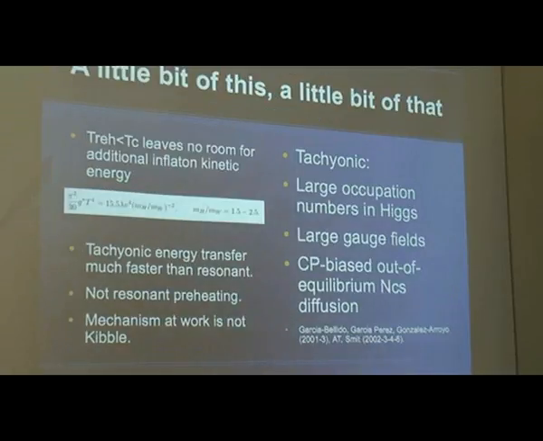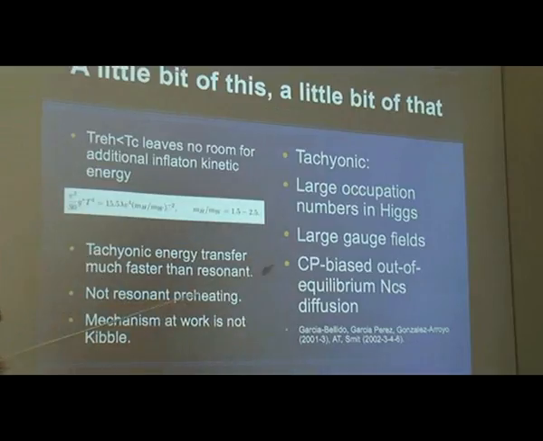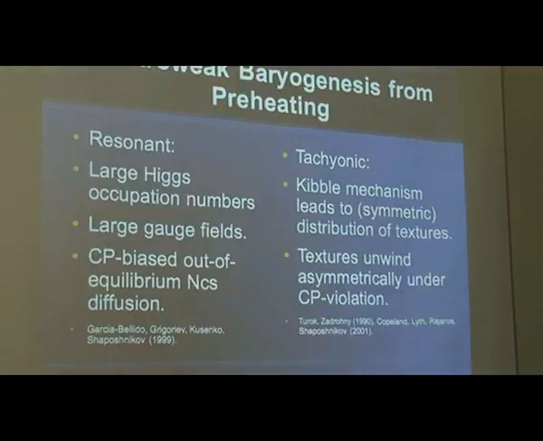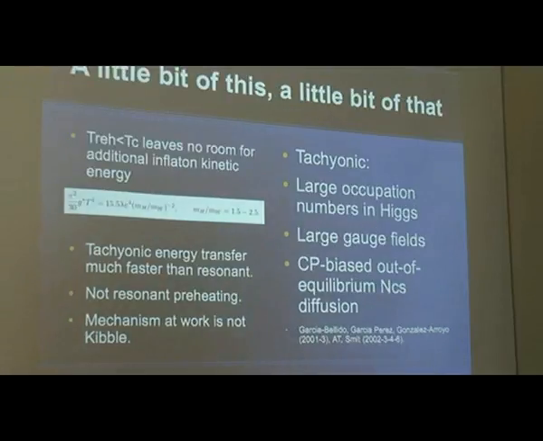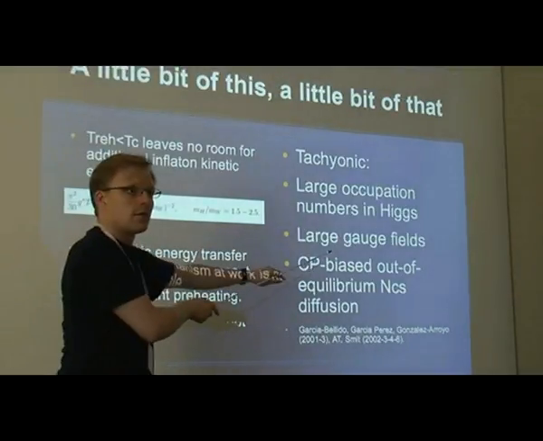Okay, what I'm going to argue now is that it's in fact tachyonic, but the effect that happens is what it says over here. So what actually happens is that if you have a tachyonic transition, you get large occupation numbers, you get large gauge fields, and you get CP bias directly into Chern-Simons mode for diffusion. But you don't actually get this stuff. Well, you do, but it's not important. So it's still tachyonic, but I've taken all the points over here and put them over there, because that's actually what happens.